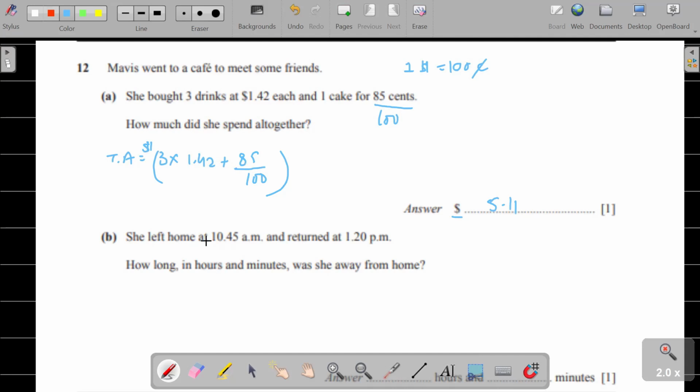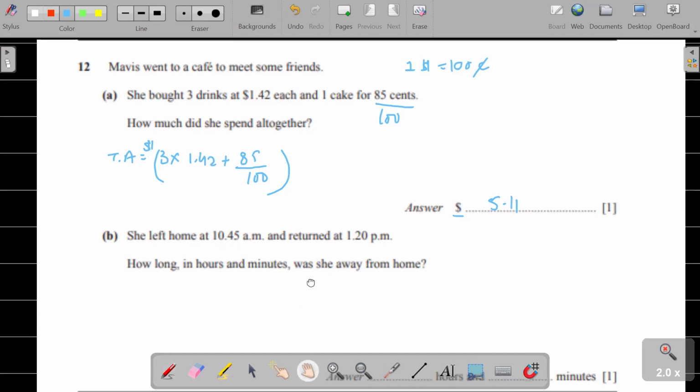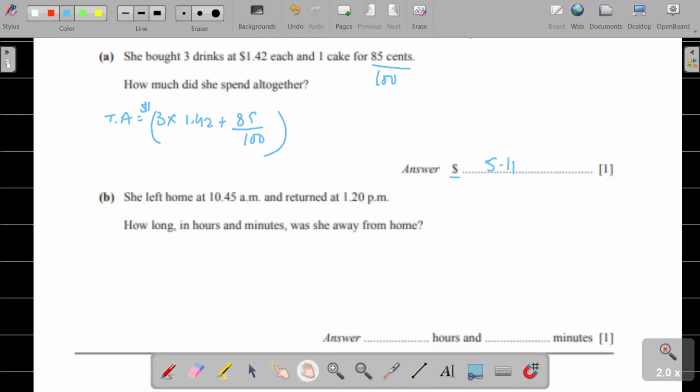Now it says that she left home at 10:45 a.m. and returned at 1:20 p.m. How long, in hours and minutes, was she away from home? All right, this is an AM and PM question. As I have mentioned above, if a question comes from AM to PM, what do you have to do? I will let you know. It is 12 hours to 1:20 p.m.